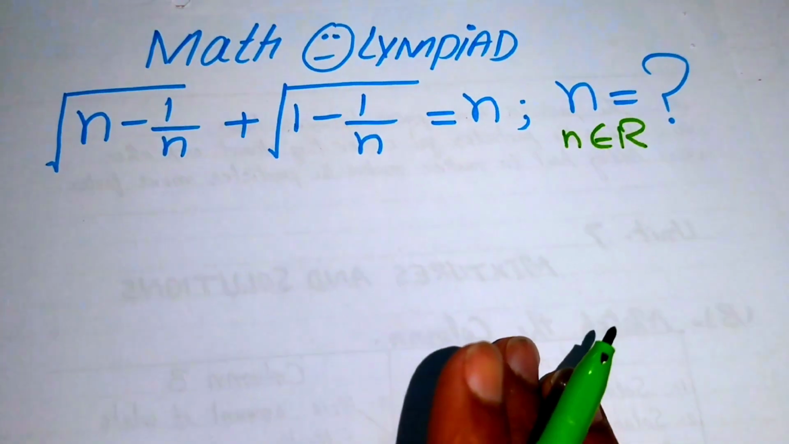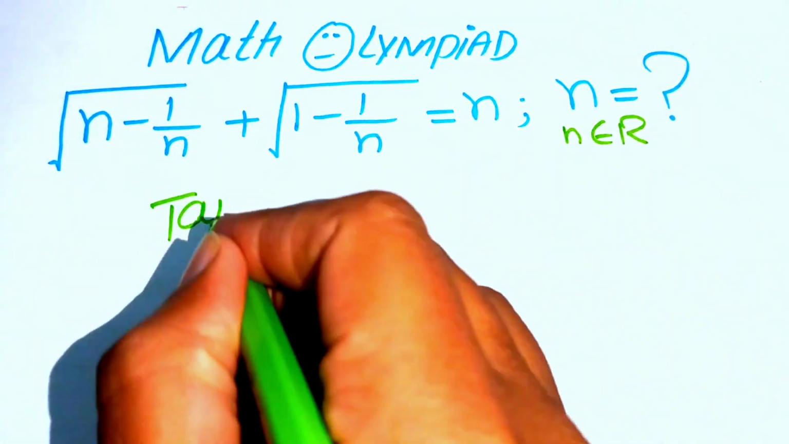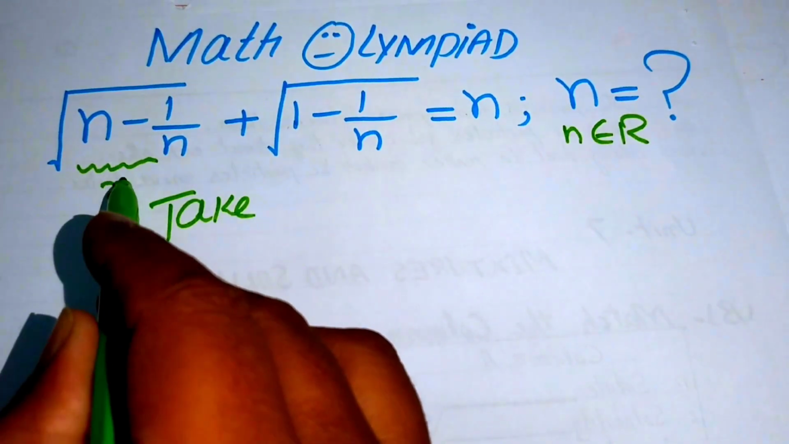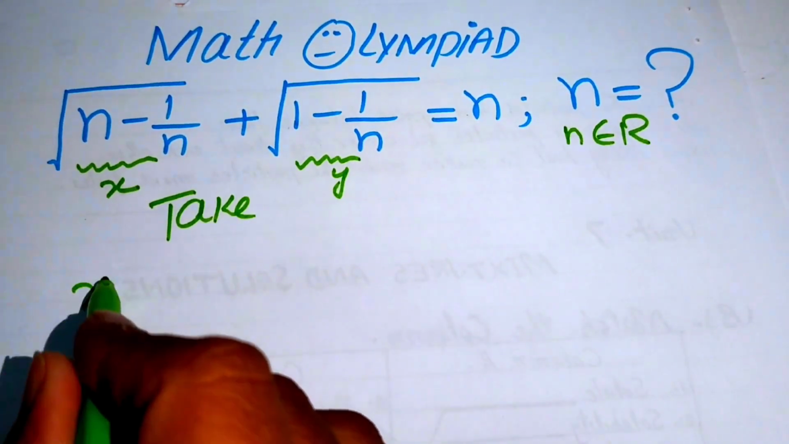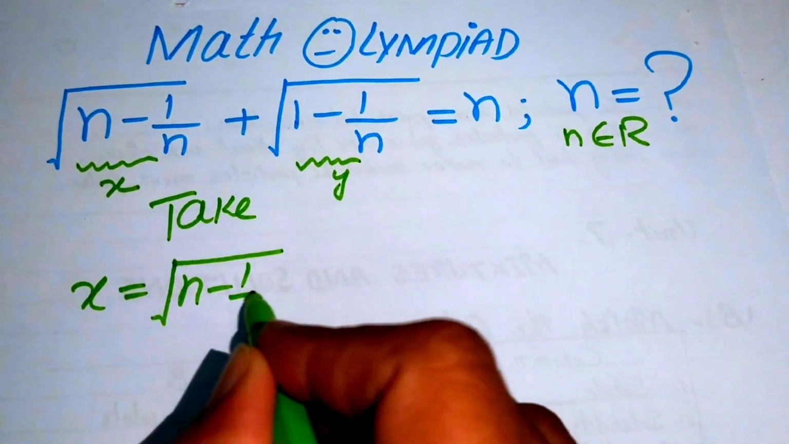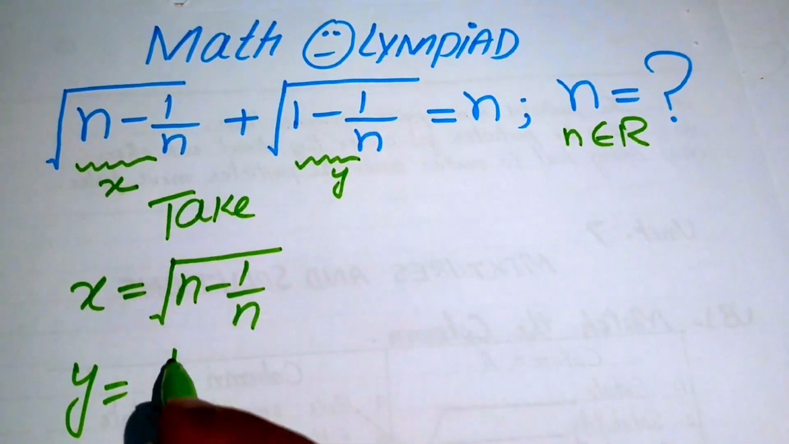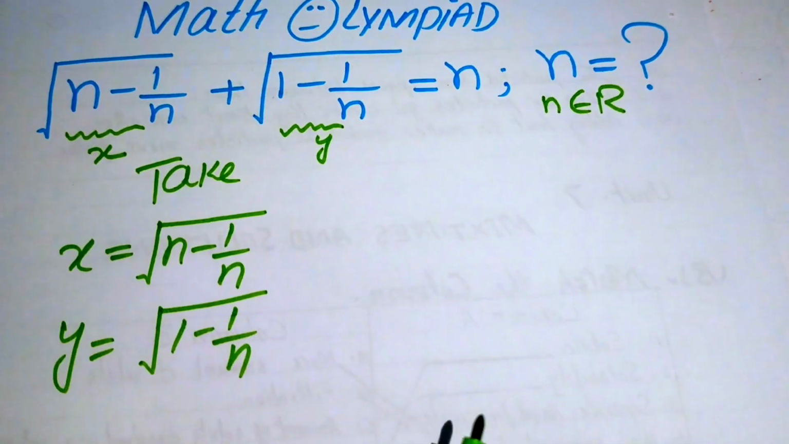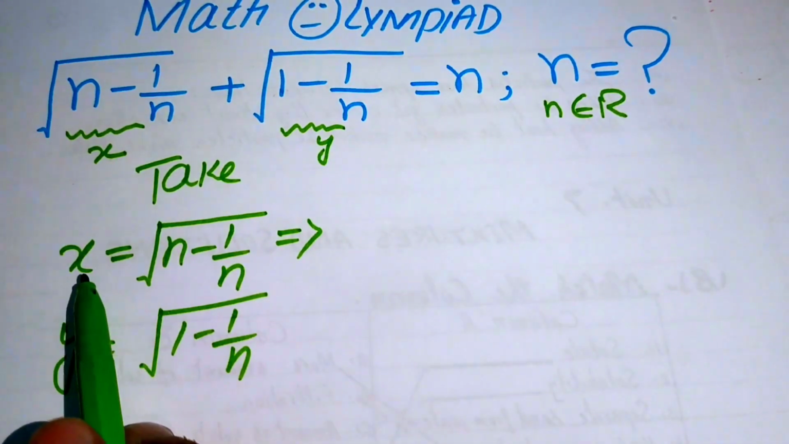So the very first thing we are going to do is take some substitutions here. We take this value equals x and this value equals y. So x equals the square root of (n minus 1) over n, and y equals the square root of 1 minus 1 over n. And now in the next step, we take the square on both sides of this equation.